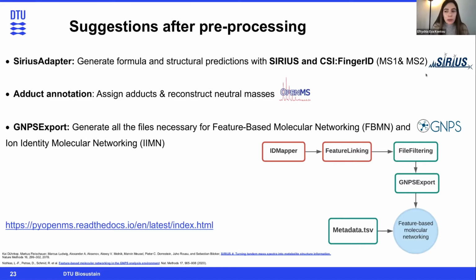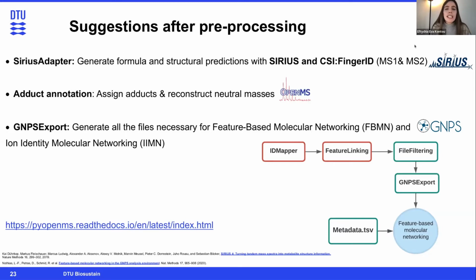And finally, as a bonus for today, we will also look into that step in our interactive workshop. That's GNPS export. It's a few steps that we tailor together to generate all the files necessary for feature-based molecular networking, as well as ion identity molecular networking, that you can forget about today. I think you're going to learn about it in the near future. But feature-based molecular networking, you have already been presented to in one of the previous Mass Spec seminars.